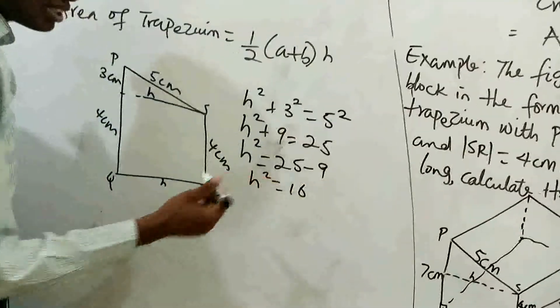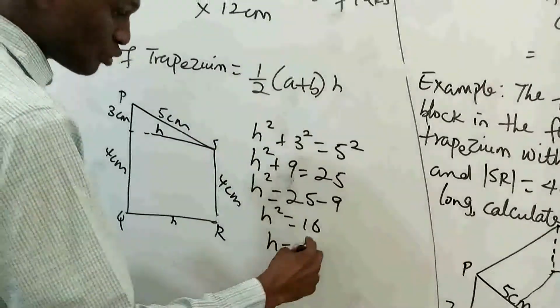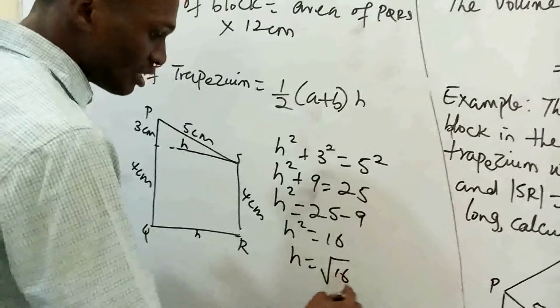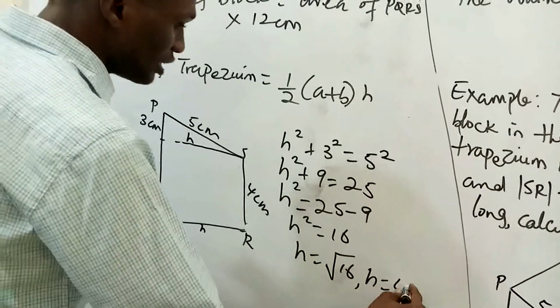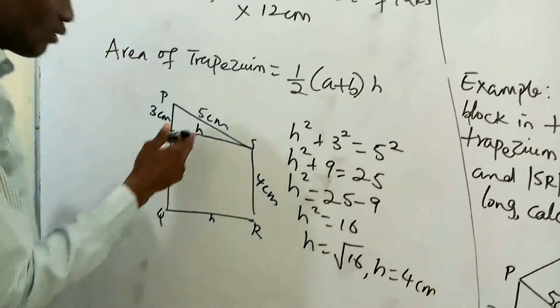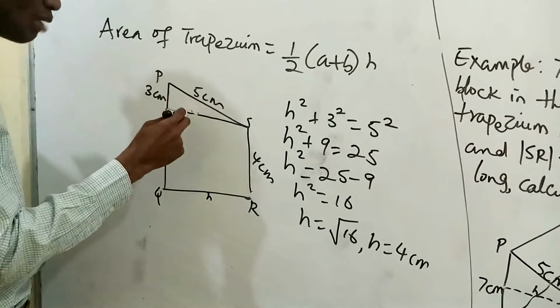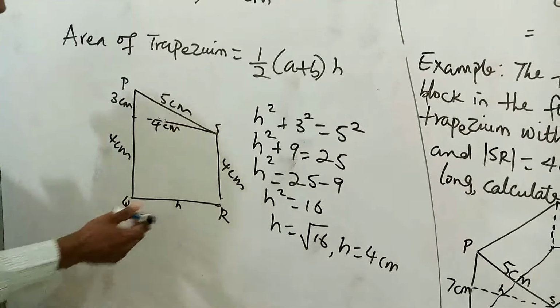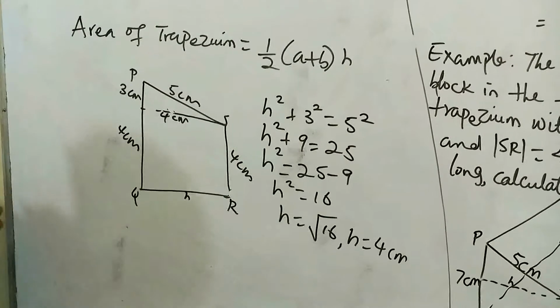Since our h square is 16, our h will give us square root of 16. So our h is 4 cm. That means that our height here is 4 cm. This dimension is 4 cm as well as this. So our height is 4 cm.